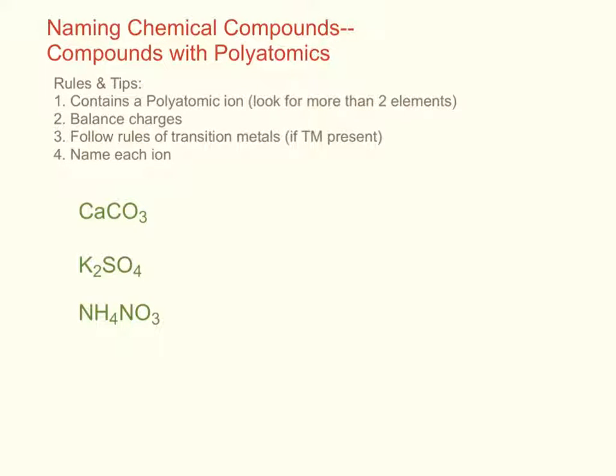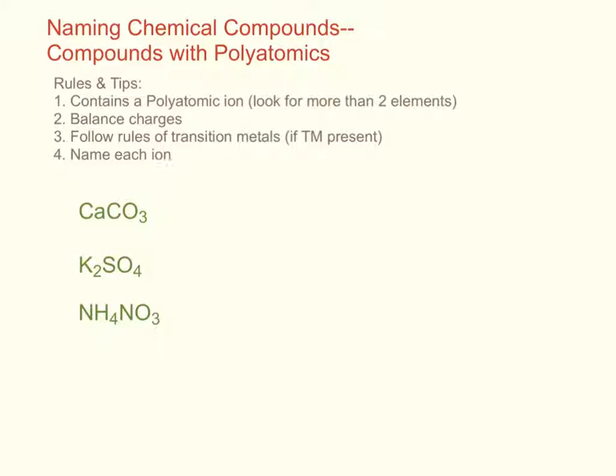Okay, in this video we're going to continue on with naming chemical compounds, but we're going to focus on naming compounds that have polyatomics or polyatomic ions. What polyatomic ions are is they're ions, so they have a charge, either positive or negative, and they're sort of this little group of elements that always travel together. They're almost like a mini compound, you could almost think of them as.